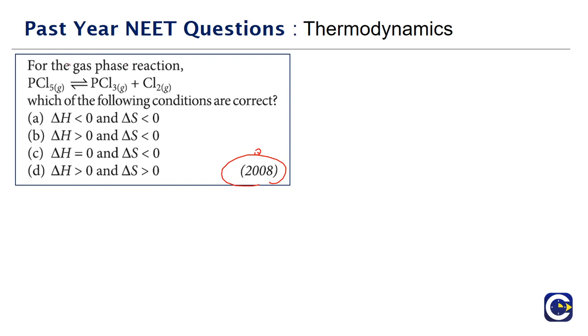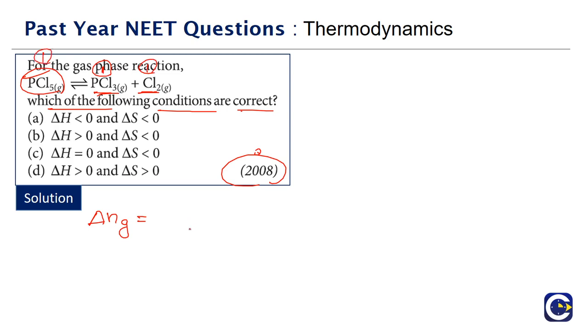For the gas phase reaction, PCl5 gives rise to PCl3 plus Cl2. All are gases. Which of the following conditions are correct? Now if you look at this reaction, right, so what we can straight away tell is, for this reaction the delta Ng, change in number of gas moles, is what? Product side we have 1 mole of PCl3, 1 mole of Cl2. Reactant side we have just 1 mole of PCl5, means the change in number of gas moles is what? 2 minus 1, which is equal to 1.